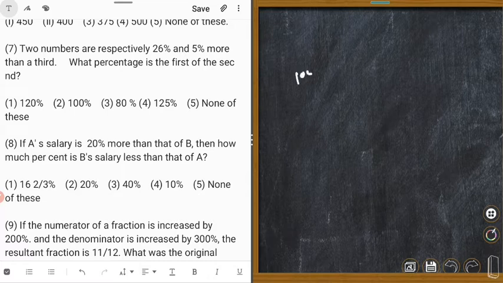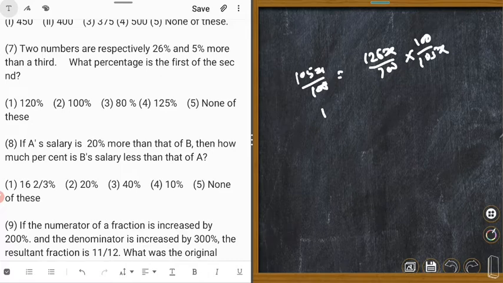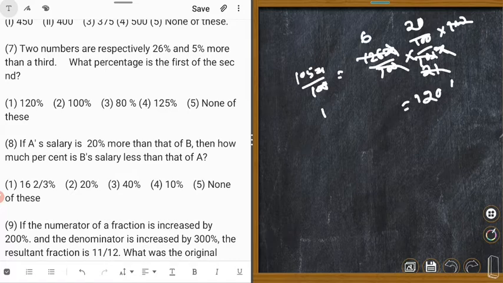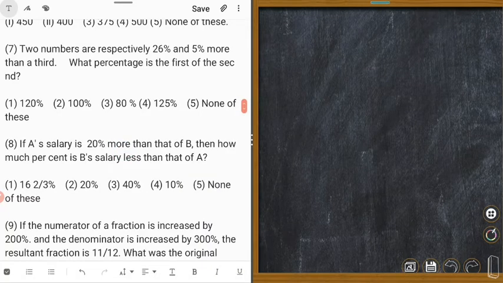So 1 not 5x upon 100 is equal to 126x upon 100. Multiplying by 100, the 100s cancel, x cancels, and we get 120%. That is 120%.